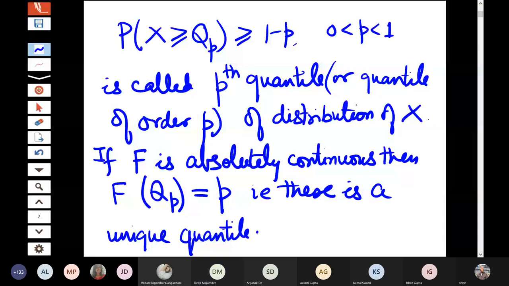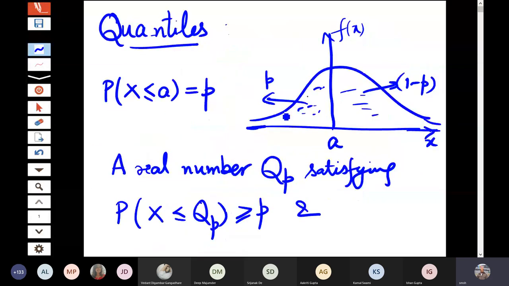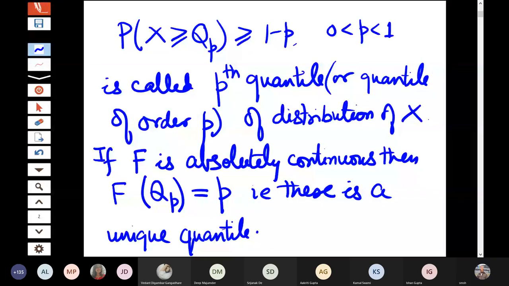Yes, sir. Okay. If we have a continuous distribution, like the one which I have drawn on the graph here, this is for a discrete distribution. For a continuous distribution, this quantile will be a unique quantile, because you will attain it exactly. Here I have written less than or equal to and greater than or equal to, but for a continuous distribution, the exact value will be attained. So you will have F of Q_P equal to P, that is, there is a unique quantile.